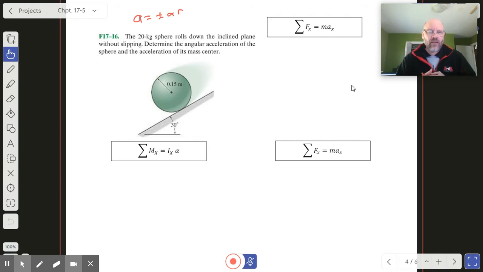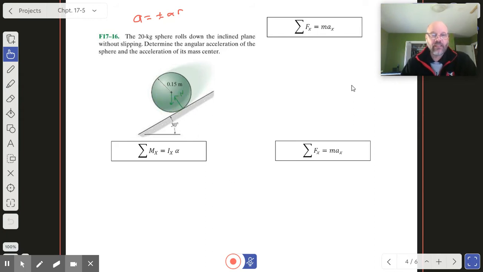So our job now is to find the angular acceleration and the acceleration of the center of mass. Since we've got a is plus or minus alpha r, all we have to do really is find alpha, and then we're in good shape. So let's look at our forces like we generally do. And we're going to have a normal force here. And then we've got weight, which is here.